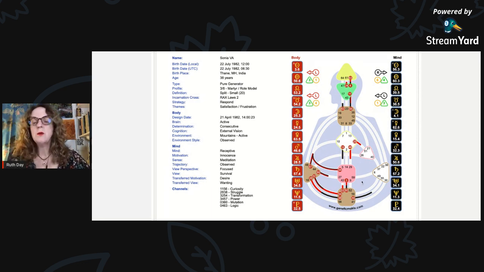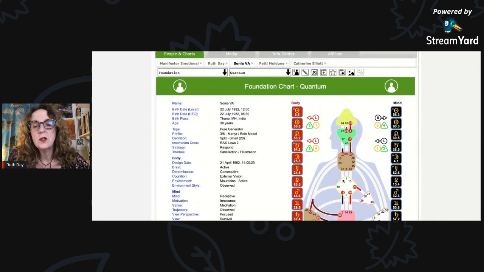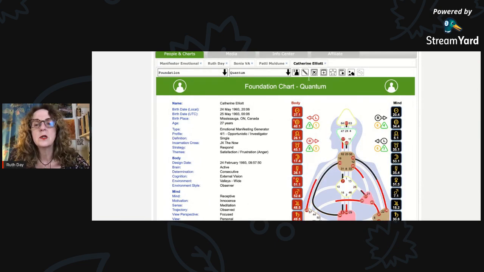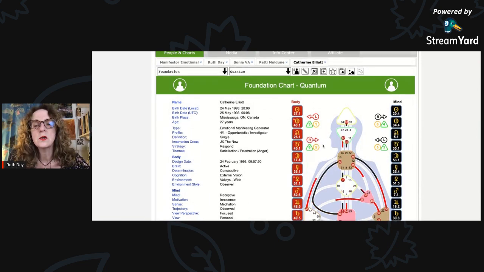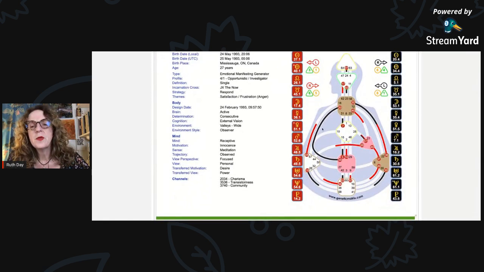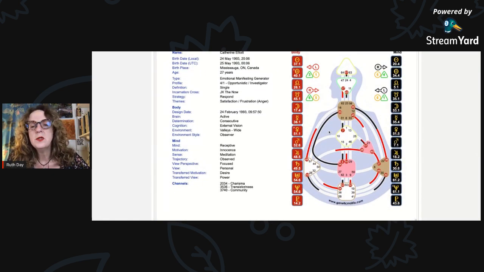And what's interesting about people who have split definitions is that they are here to teach the rest of us about relationships. They are the ones who are really good at being in relationship. People with single definition or with no definition really do well to learn from people with split definition. So I'll show you a single definition. This is a manifesting generator. This is actually my daughter.